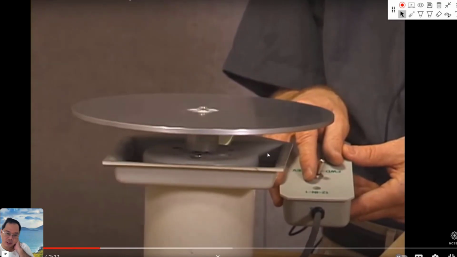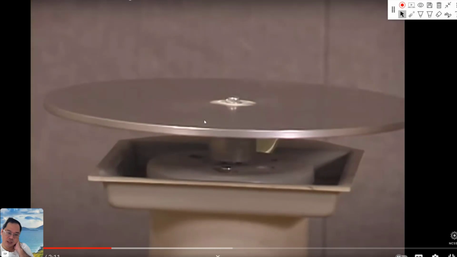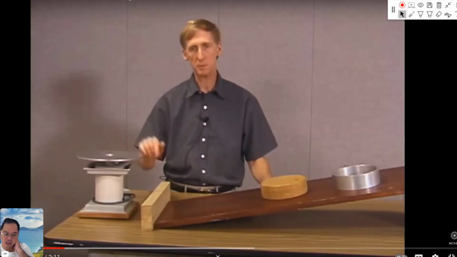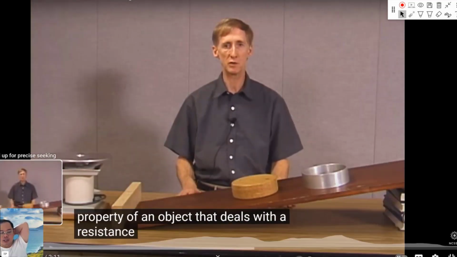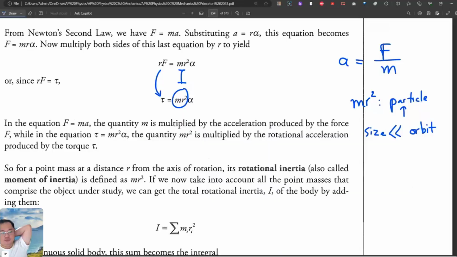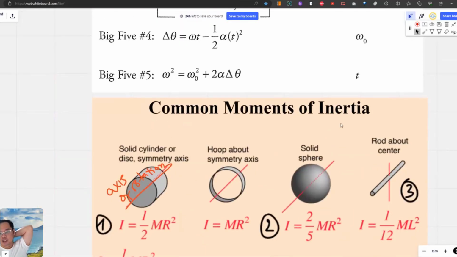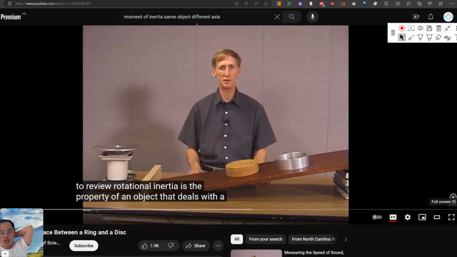He is measuring the speed and the moment of inertia of this aluminum disc on the machine. But let's see what he says. He said the term rotational inertia. This rotational inertia is another term for the moment of inertia, which is the letter I here. The same concept as rotational inertia.